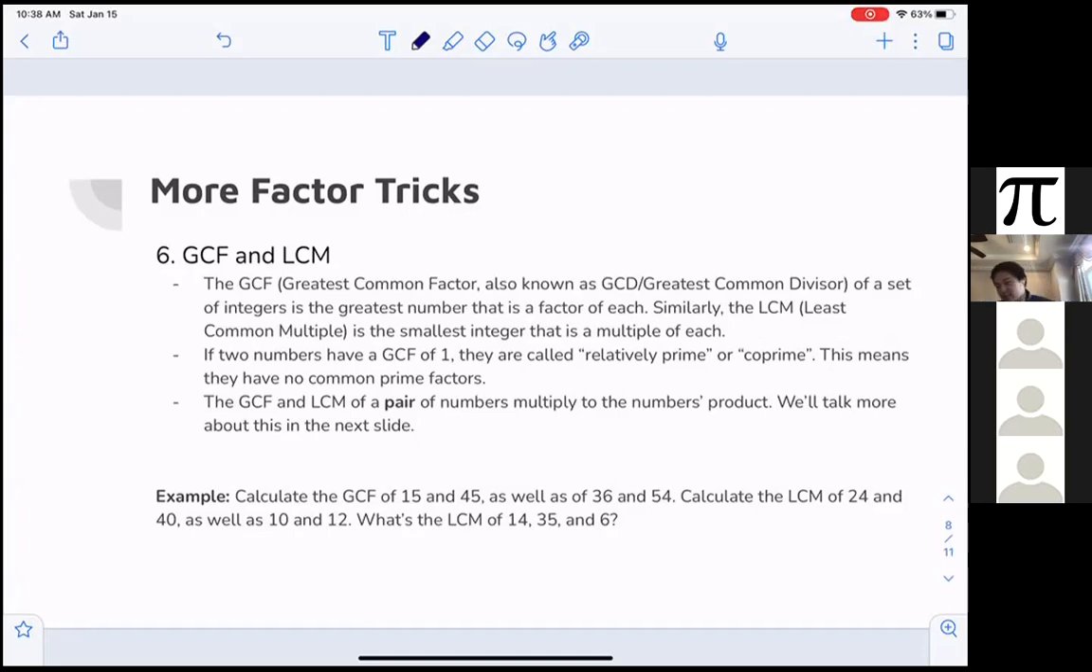All right, so I'm seeing a lot of good answers. 15 and 45: if you want to find the GCF, you can eyeball that 15 divides both, so 15 is the GCF. 36 and 54: 3 times 18, 2 times 18.